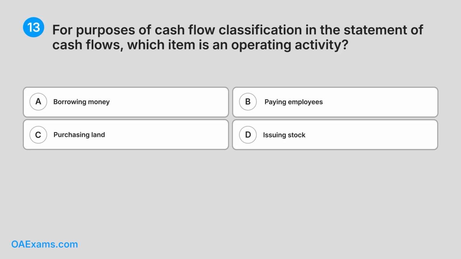13. For purposes of cash flow classification in the statement of cash flows, which item is an operating activity? A. Borrowing money. B. Paying employees. C. Purchasing land. D. Issuing stock. What do you think is the answer?